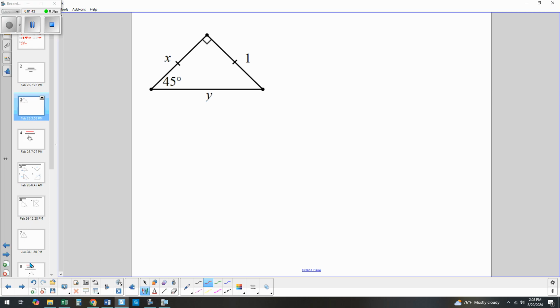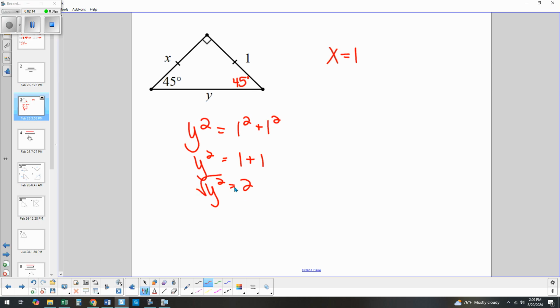So we're going to look at this picture, which is an isosceles right triangle. I know it's isosceles because these sides are congruent, which would make both of these angles 45 degrees. I could fill that in if I'd like. That also means if it's isosceles, then x would automatically be 1. And I can do the Pythagorean theorem to find y because it's a right triangle and I know 2 of the sides. So y squared equals 1 squared plus 1 squared. So y squared equals 1 plus 1 or 2. And if I take the square root of it, y is equal to the square root of 2.